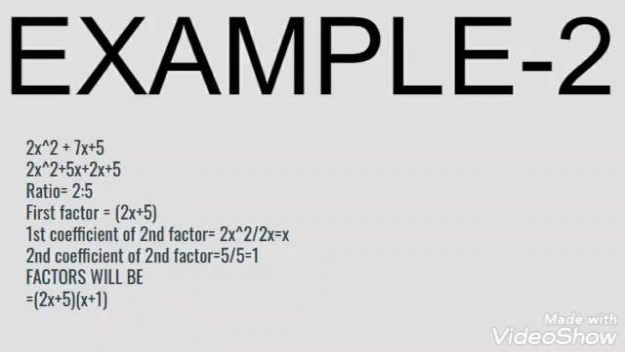Here we have example 2, 2x square plus 7x plus 5. After splitting the middle term, we have got 2x square plus 5x plus 2x plus 5, and the ratio will be 2:5, and therefore the first factor is 2x plus 5. Now the first coefficient of the second factor is obtained by dividing 2x square by 2x, which gives us x, and the second coefficient of the second factor is obtained by dividing 5 by 5, which gives us 1, and therefore the factors of 2x square plus 7x plus 5 are 2x plus 5 and x plus 1.